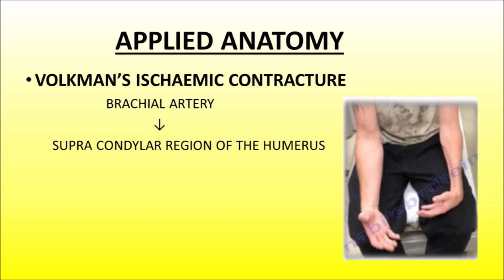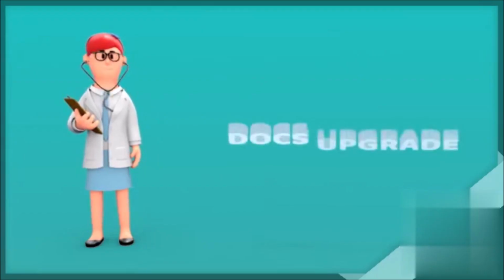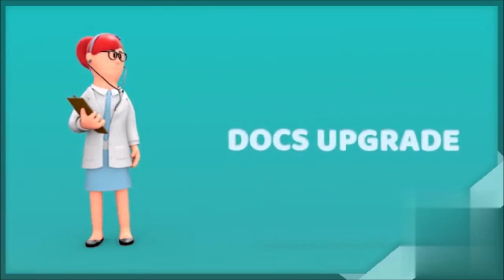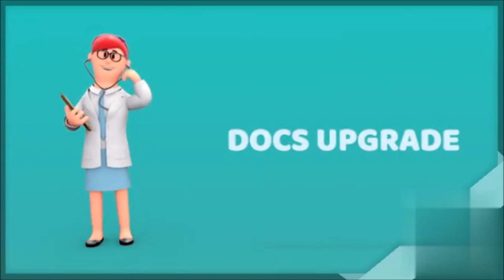Rupture of the brachial artery in the supracondylar region of the humerus may lead to Volkmann contracture. The picture depicts Volkmann contracture. We have discussed clavipectoral fascia, axillary lymph nodes, deltoid muscle and brachial artery, and also summarized the important points to be written when asked as a short note.